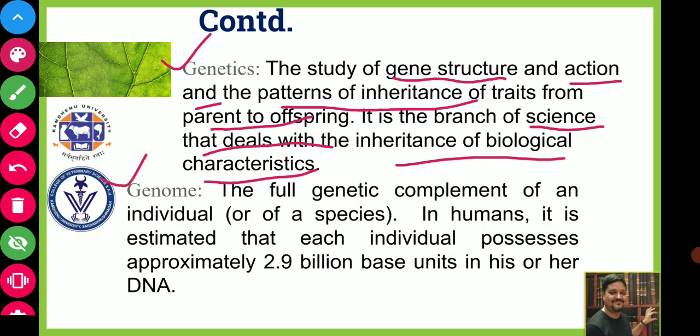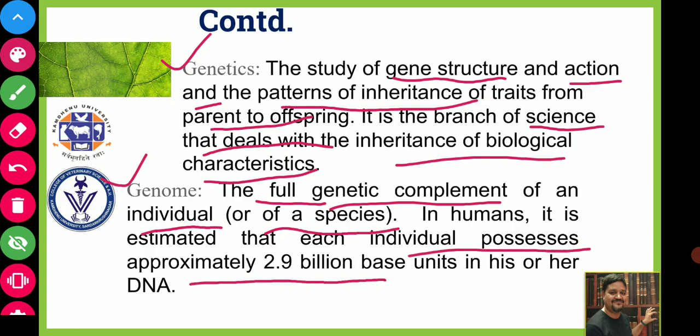Another term related to this is genome. So what is genome? Genome is the full genetic complement of an individual or of a species. Whatever genetic material an individual or a species possesses is called the genome. In humans, it is estimated that each individual possesses approximately 2.9 billion base units in his or her DNA.